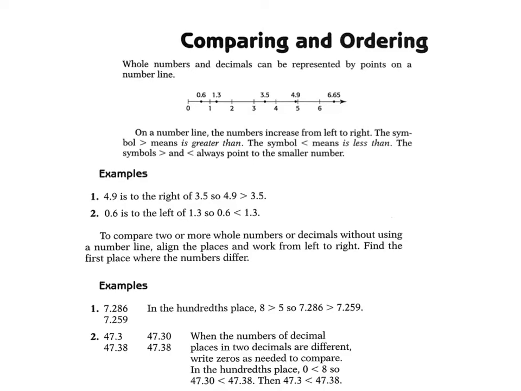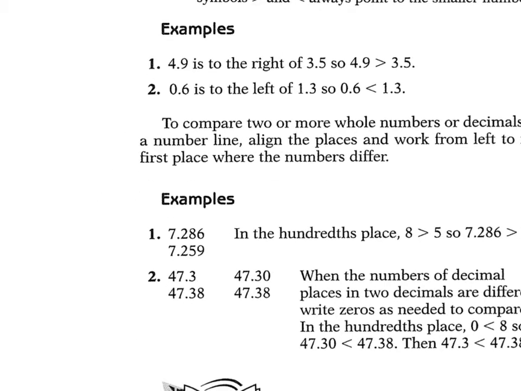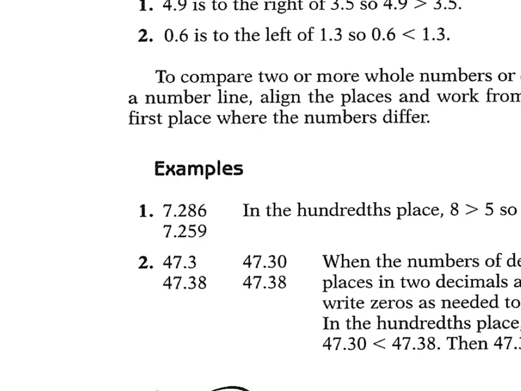So if we look at 1, in this example, we have 7.286 and 7.259. For the first place value, they're both the same. For the second place value, they're both the same. For the third, that 8 is before the 5, or greater than the 5. So the 7.286 is greater than 7.259.